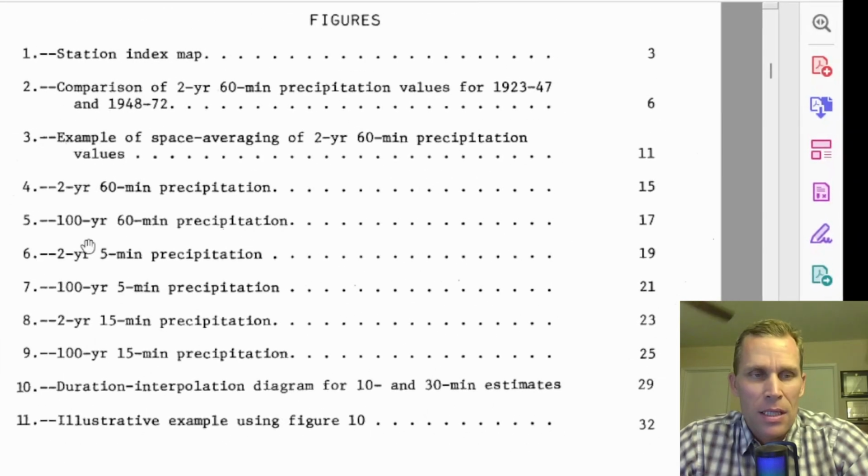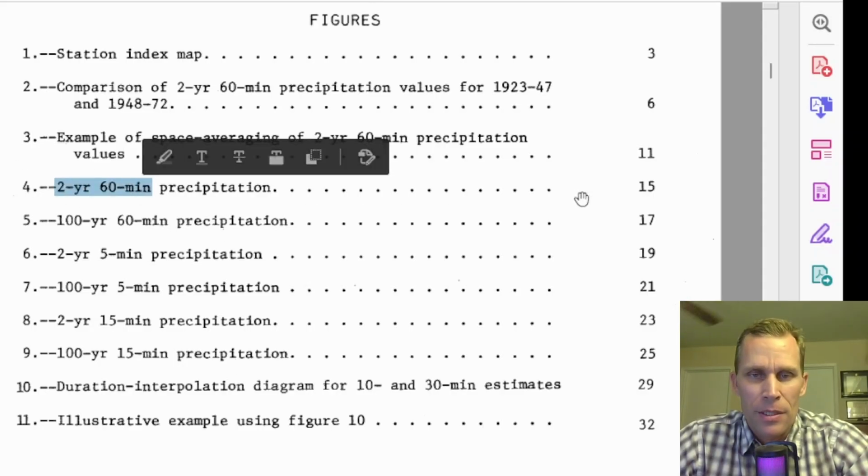Basically, if we scroll down a couple pages, we get to the table of contents, and we see that for figures 4, 5, 6, 7, 8, and 9, we have those 6 different return periods and storm duration maps. They are going to provide us the precipitation depths over the central and eastern parts of the United States. So let's just do the first one as an example.